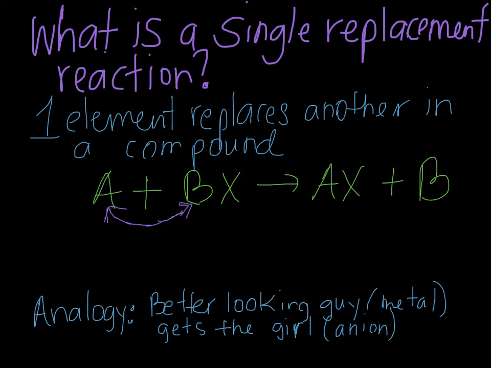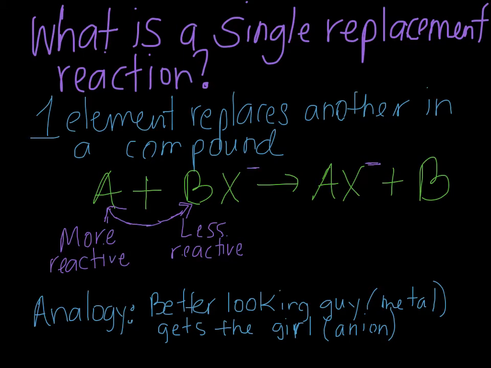And so the reason that this happens is that A is something, usually a metal, that is more reactive than B, which is less reactive. And so it's going to take the place of B, and it's basically going to steal X away from B. And usually X is a negatively charged compound. It's some sort of anion. A and B are usually metals, and they are positively charged. So the cations will switch places because one is more reactive than the other.